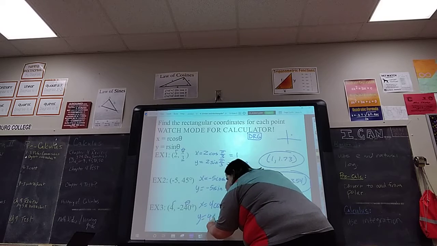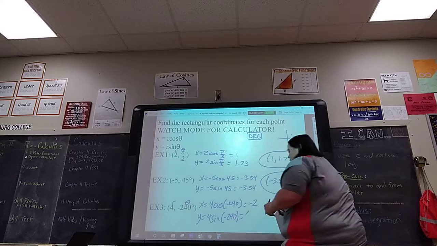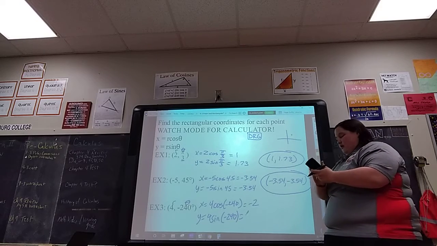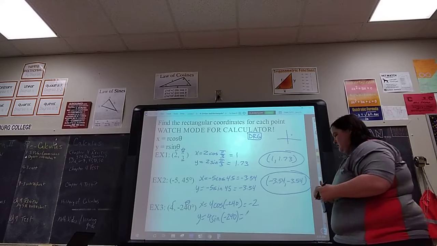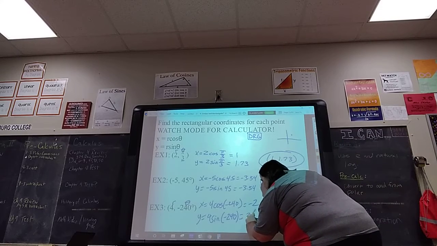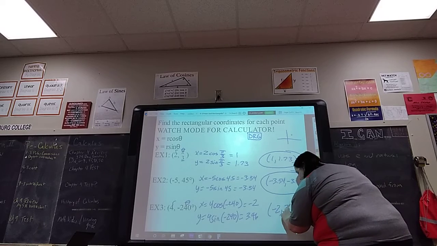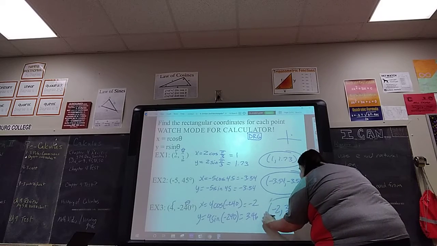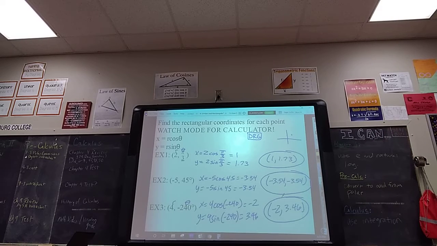And then with this one, we're going to switch to use sine, and that'll give us our y value. So we have 4 sine -240, so that's 3.46. So I'll write my final answer as an ordered pair. And there's the x, y for that coordinate.